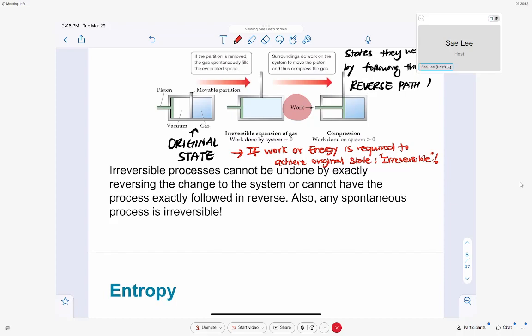And all spontaneous processes are irreversible because all spontaneous processes require some kind of energy or work to be applied to go back to the original state. Okay, so that's the important key point from this slide. Spontaneous process is irreversible. Okay, why? Because all spontaneous processes require some kind of work or energy that needs to be applied in order to go back to the original state.